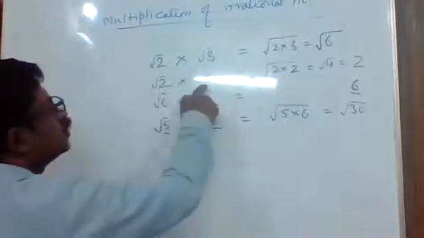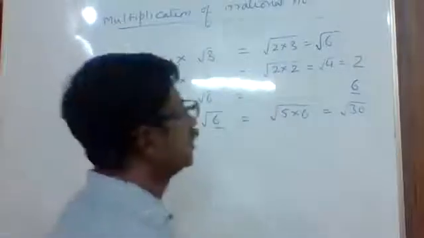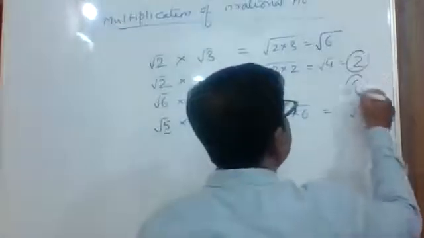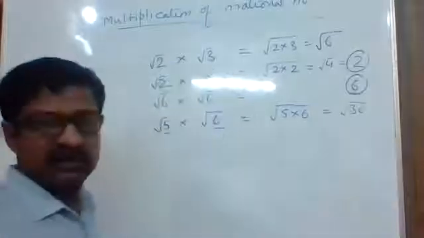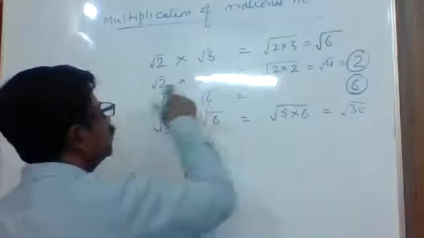Root 2 into root 2, same number. That's why the root sign has been removed and it has come 2. In these two cases we have taken, the root sign has been removed. Clear? Because the numbers were the same. Root 6, root 6. Root 2, root 2.